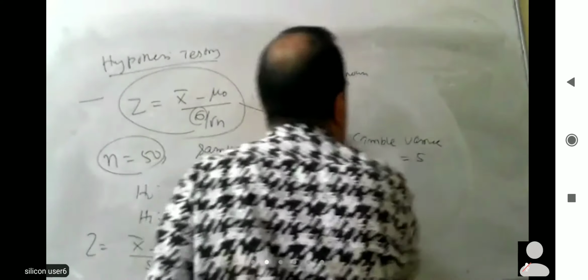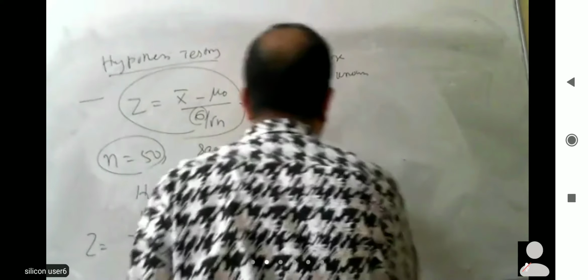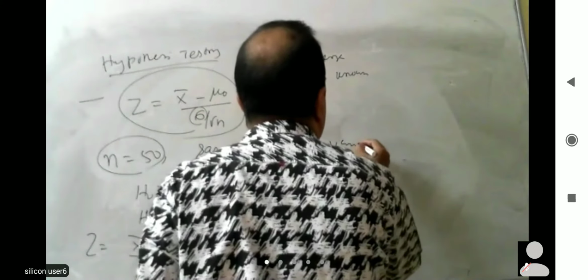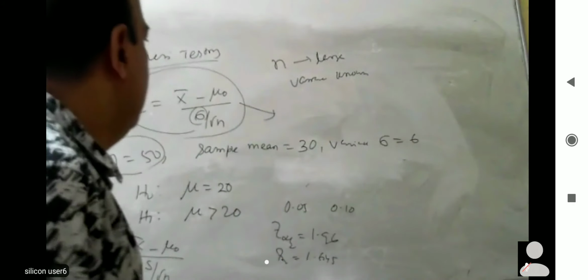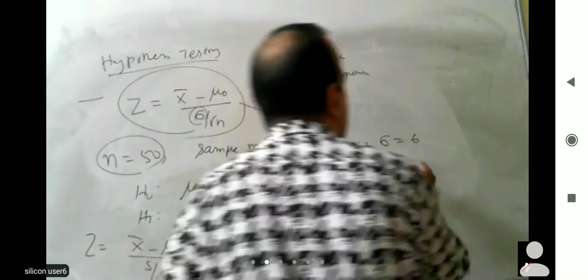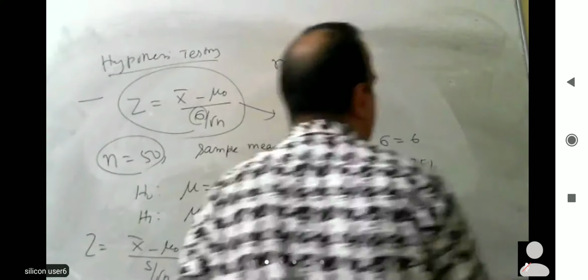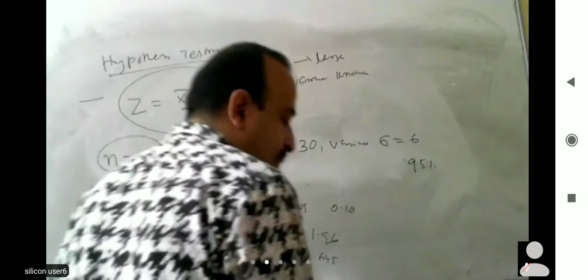Then suppose the same data is given, and the population variance sigma equal to 6 is given. But it is not testing the hypothesis, it is the confidence interval. What is the 95% confidence interval? What will be the formula? Please interact.